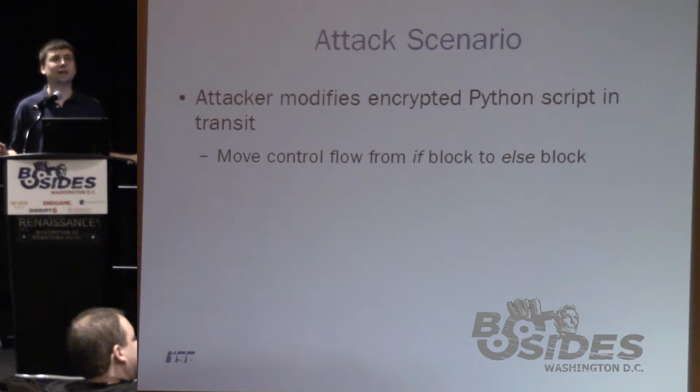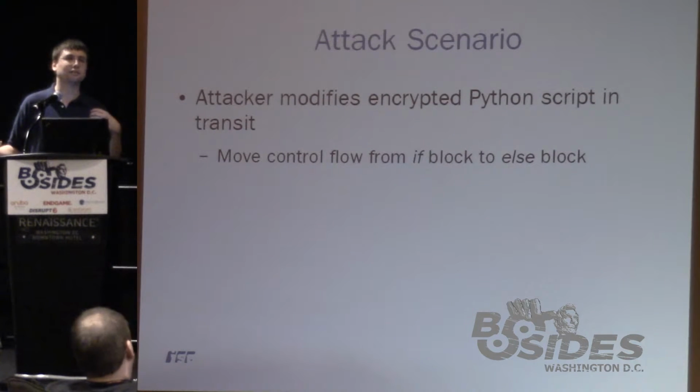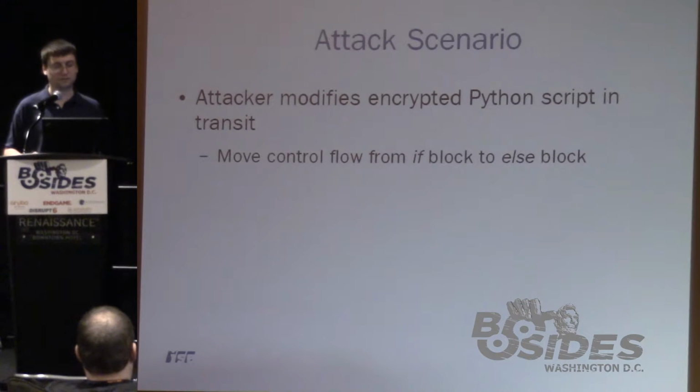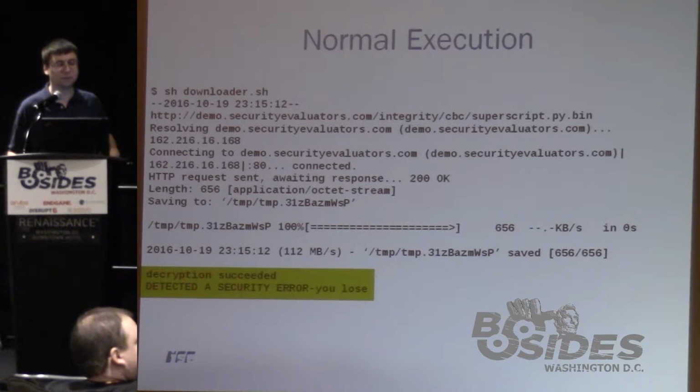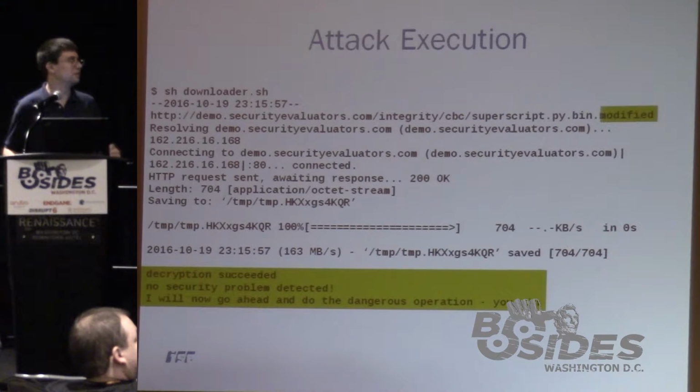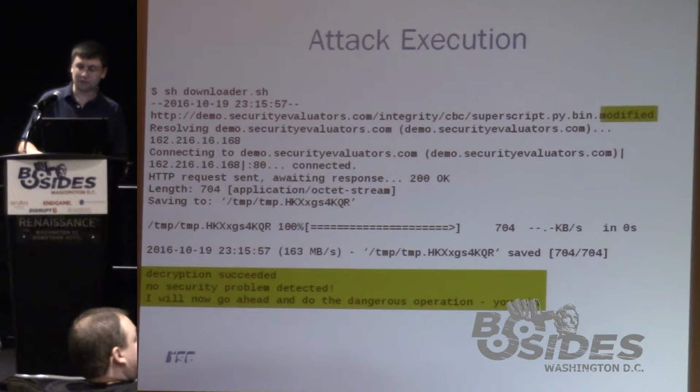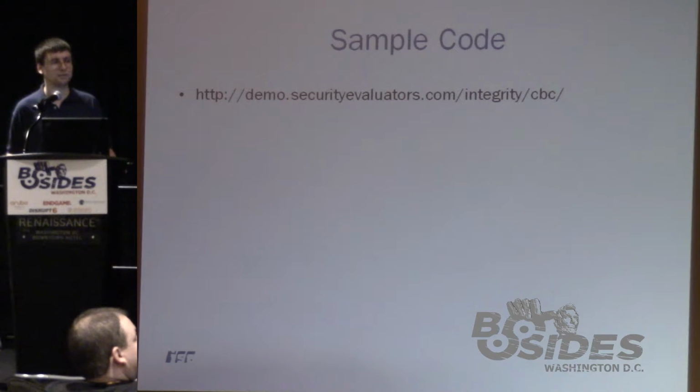So suppose there's a man-in-the-middle attack where they substitute out the original script for this modified version that we just showed, okay? Say it happens normally, this boot process script runs. As that script was written, the if true gets hit and it prints out, detected a security error, you lose. Substitute out the modified version instead, now it runs the else. So no security problem detected, dangerous operation happens. Like the other one, the sample code is in this directory. So if you back up, there's actually a directory listing if you want to see all the examples.